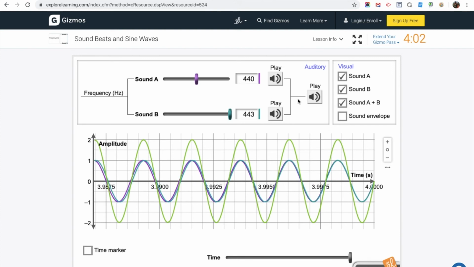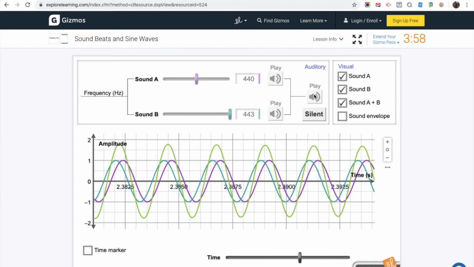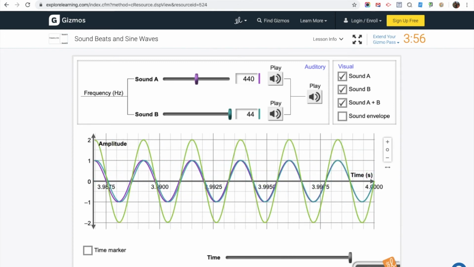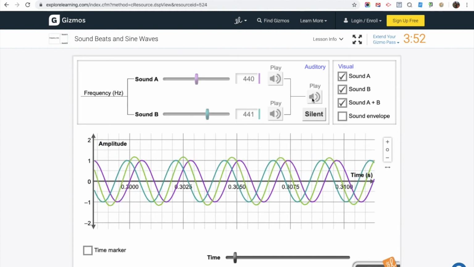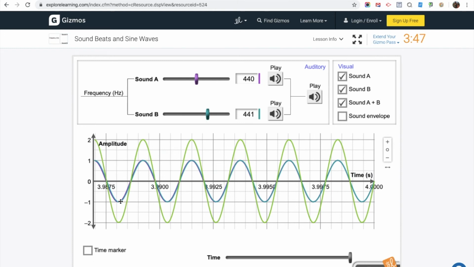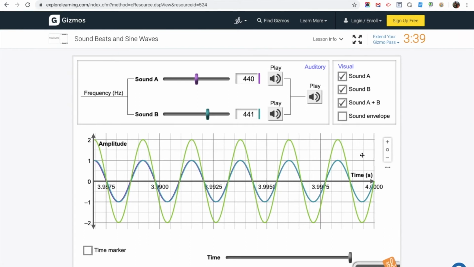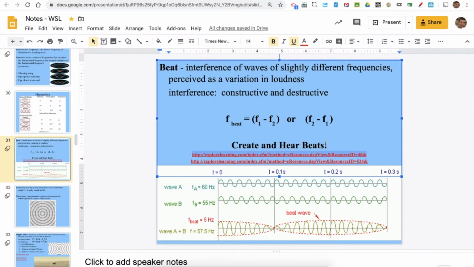And again, this is all a product of constructive and destructive interference. It might be a little bit easier to see on 441. But I have two waves, a blue and a purple. When they're in phase, I get a high beat. When they are out of phase, I get destructive interference. So again, these are beat frequencies.